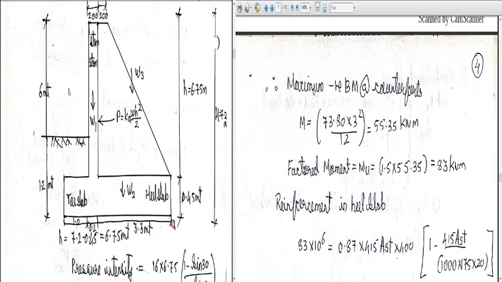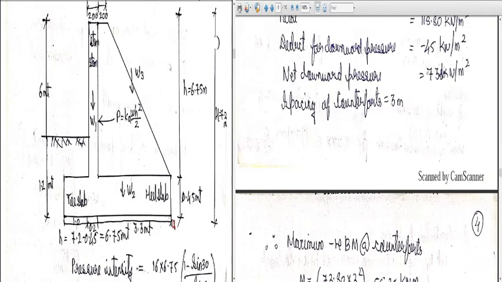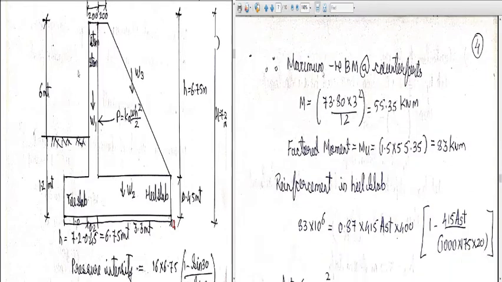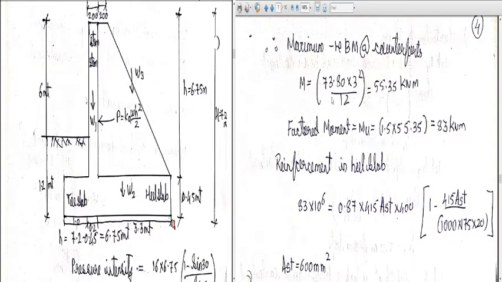So the moment is given by whatever force is computed. The maximum negative bending moment at the counterforts is M = WL²/12, which works out to be so much, wherein L is the spacing of the counterforts. Multiplying the moment, MA is equal to this, MA into 55.35, it is working out to be 83 kilonewton meter.